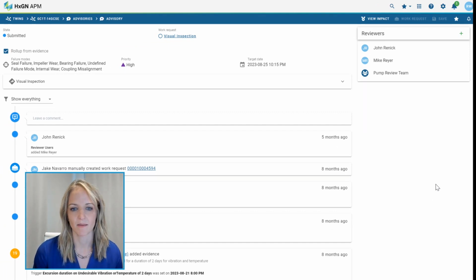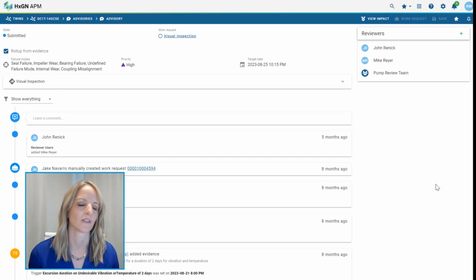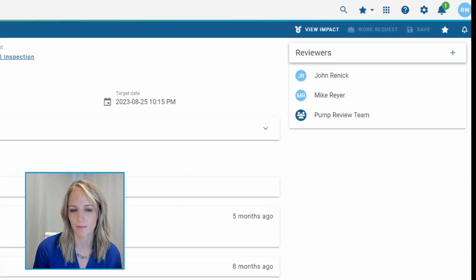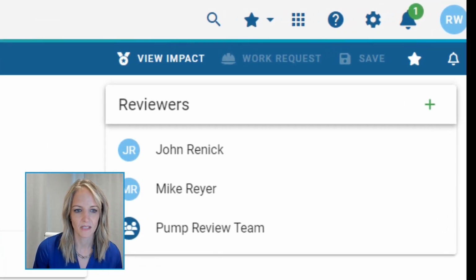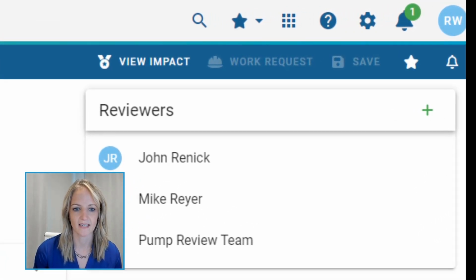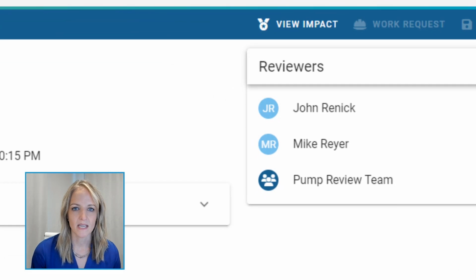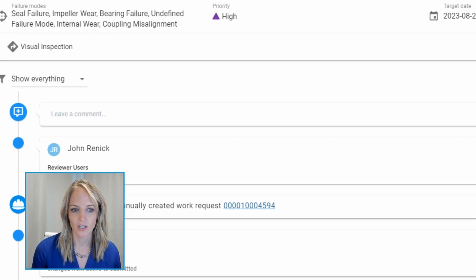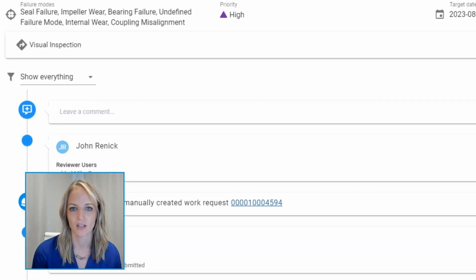But what's really unique about the application is this bi-directional integration with EAM, which I talked about earlier. So if you decide as a team that the recourse for this asset is to create a work order, you can click this work request button in the upper right-hand quadrant, and the application will send the pertinent information to that connected EAM system and create a work order. There will be a direct link here shown in APM back to the work request. So you have that integration and that link.